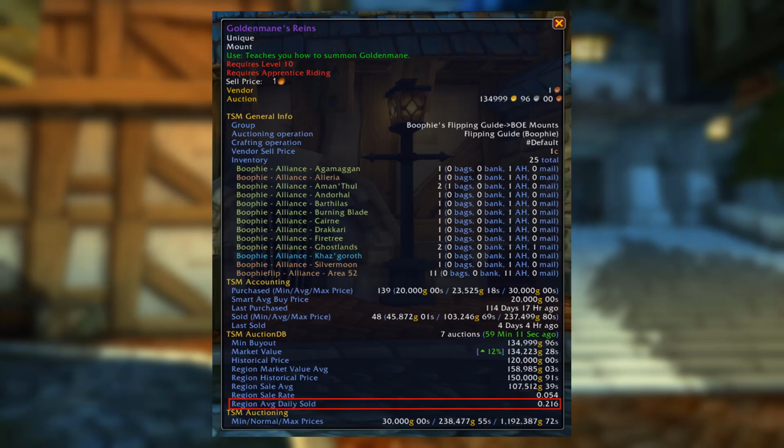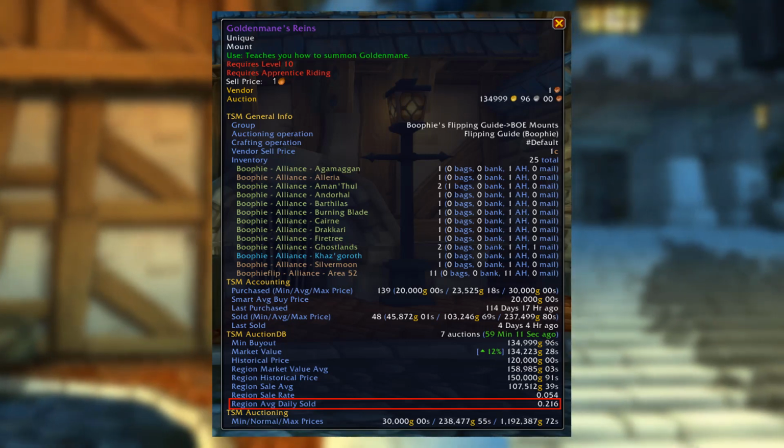Alright, moving down to the region average daily sold. So what this number is, is an average number of items sold per realm per day. So if it was to have a 0.1, then you're most likely to sell one of that item in one month. The number can sometimes be 0.01, which means that it would be a lot longer to sell that item. But if it's 0.1, then you're more than likely to sell one of those items per month.